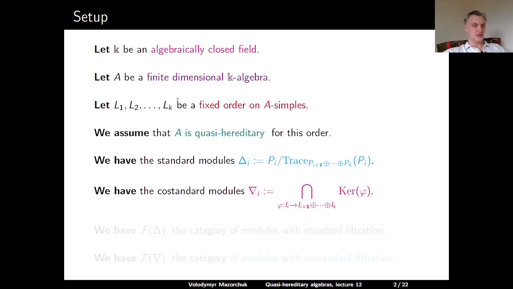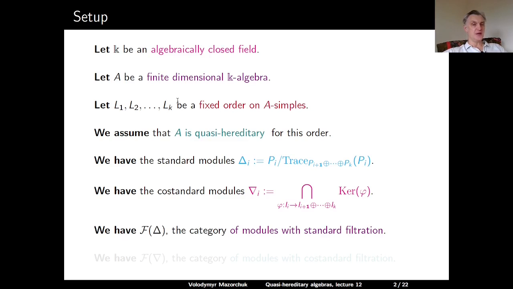We also have the costandard modules nabla i, which are defined as the intersection of the kernels of all possible homomorphisms from the indecomposable injective envelope Ii of Li into the injective modules Ii+1, Ii+2, and so on, all the way up to Ik.